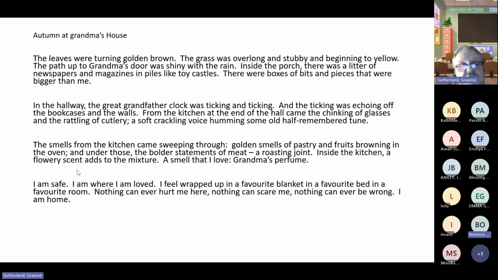Inside the kitchen, a flowery scent adds to the mixture. So flowery scent. Now this word scent, because I started talking about smell. Everything smells, but scent is always a beautiful smell. So scent is a beautiful smell. It's another word for perfume, scent. So here I'm talking about the smell of flowers, the sort of scents that you get in certain types of perfume. A smell that I love, grandma's perfume.